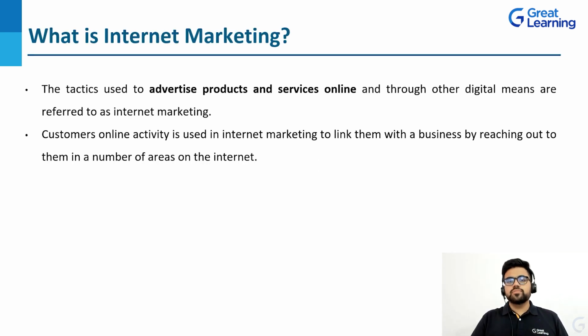As the name suggests, internet marketing means marketing a particular product or service online. It is commonly referred to as online marketing, digital marketing, or internet marketing. The tactics used by different companies to advertise their products and services through online channels, that can be search engine channels like Google or Bing, social media platforms like Facebook, LinkedIn, Instagram, Twitter, and other digital means, are referred to as internet marketing.